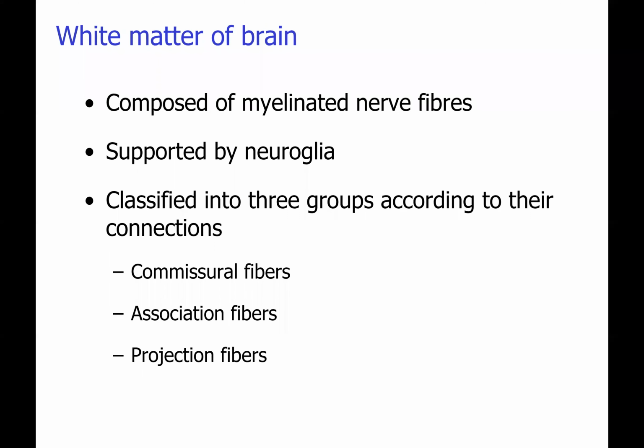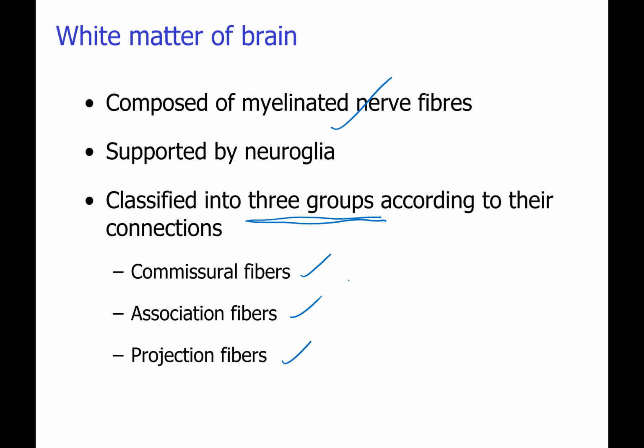Then about the white matter further, you know that they are myelinated nerve fibers. Even in the central nervous system, nerve fibers are myelinated for rapid conduction. And the white matter or the nerve fibers are classified into 3 groups based on their function. The first group is commissural fibers, the second group is association fibers, and the third group is projection fibers.